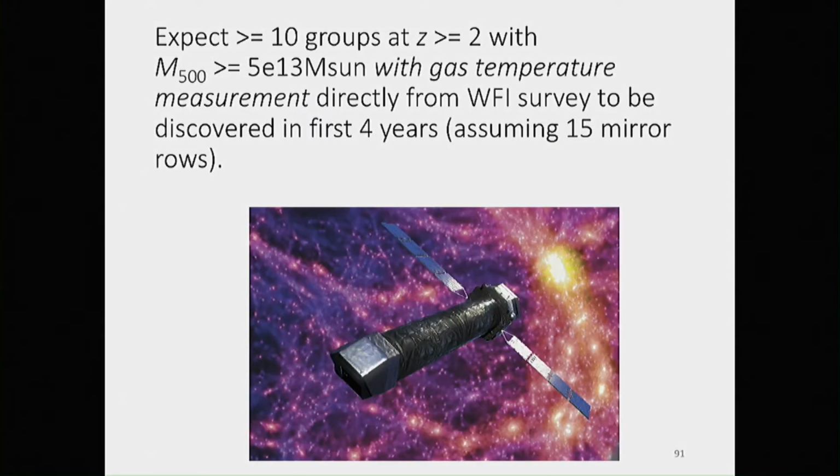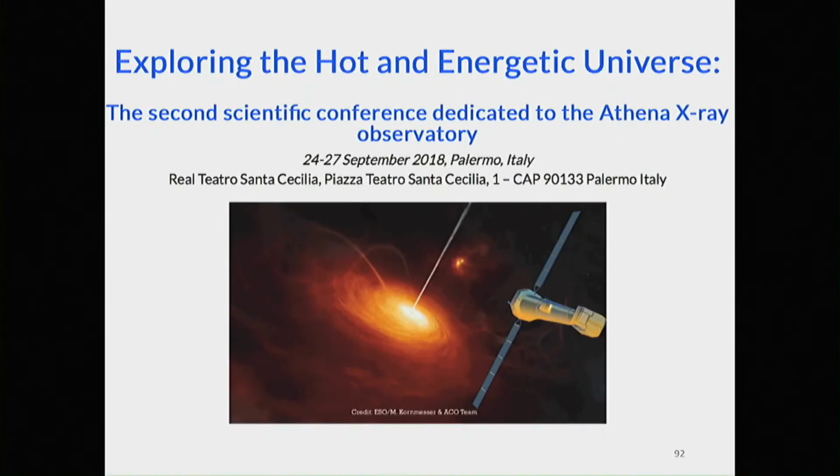Now, if you fold that with the cluster mass function, so you know how many of these groups there are, and then fold that with the expected observations that Athena will carry out with the wide field imager, it'll do a survey of several tens of square degrees, then what one finds is that at least 10 groups above redshift 2, above that mass, with a gas temperature measurement, will be discovered in the first 4 years. And that assumes, let's say, the smaller mirror, which is likely to become the default mirror. So that's a very nice prospect.